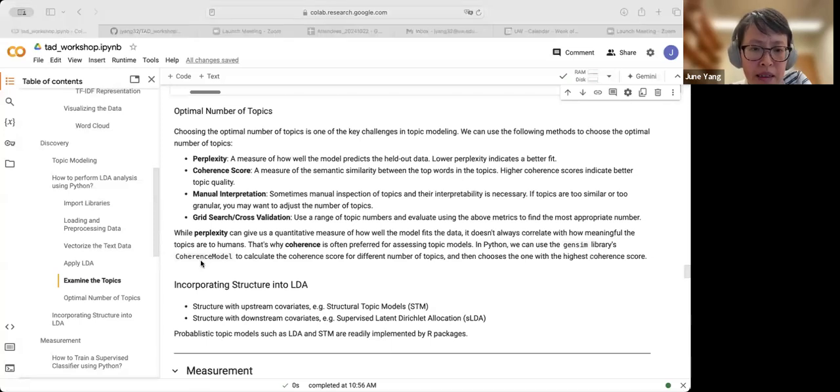And perplexity scores can be implemented using Python's Gensim library coherence model, for example. And the LDA package in R also offers a few functionalities for us to check out the different metrics associated with each number of topics that we put in, right? I want to stress the importance of really manually looking into the topics and interpreting the topics.